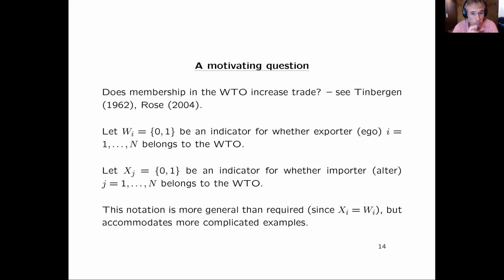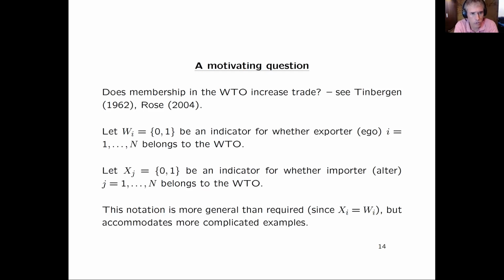So let's start with the basic question, and this is actually really the question that was buried in the appendix of Tim Bergen's book in 1962, and has been asked again many times in more contemporary research. So you can say, well, does joining the WTO increase trade? Or, there's many variants of this, does joining a common currency increase trade?